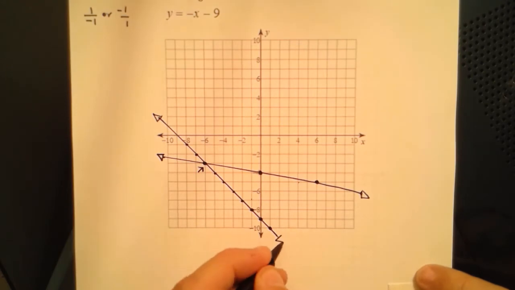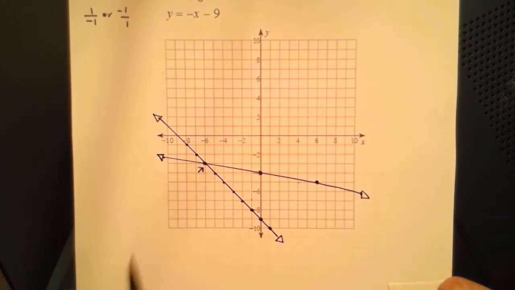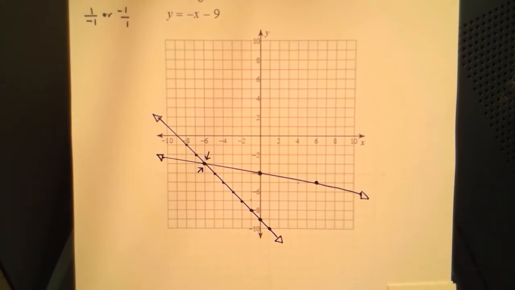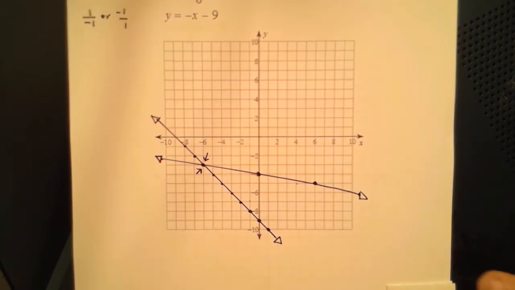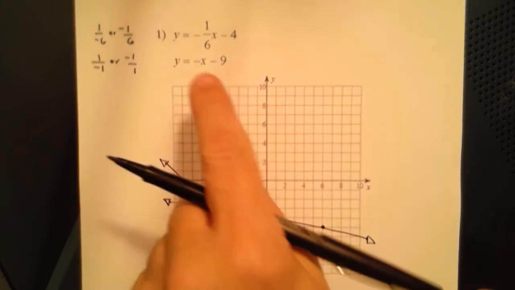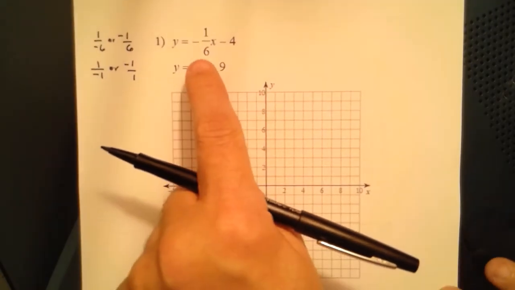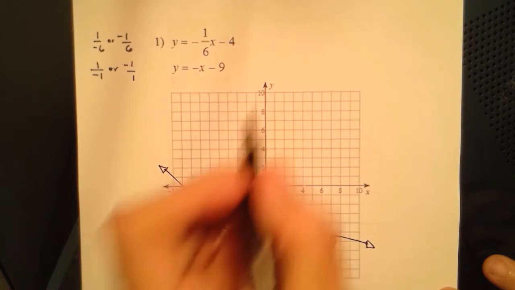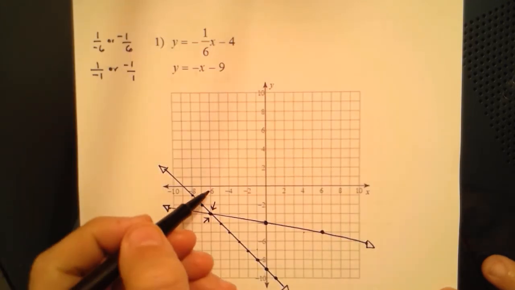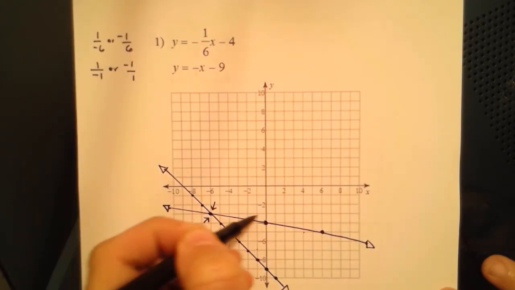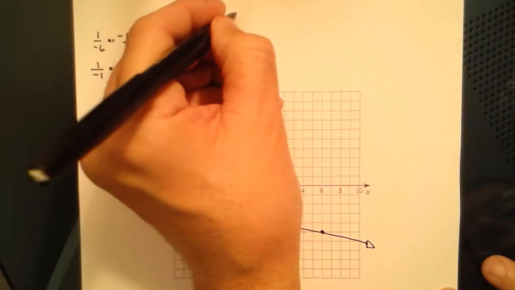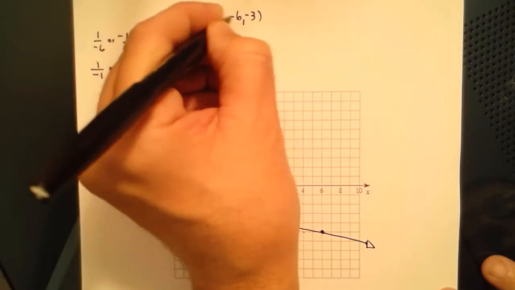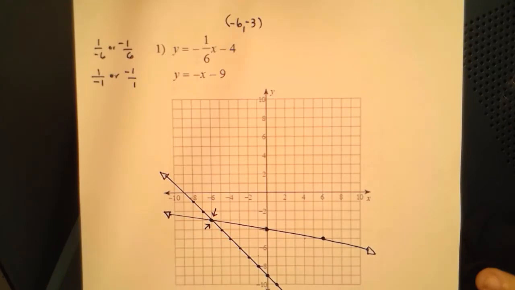When the two graphs cross, that point right there is the solution. It will be used to determine if both sides of the equations are the same when I plug in that x and y value. That x and y value happens to be negative 6 comma negative 3. So we're going to plug in negative 6 comma negative 3 into our equations. Let's take a look at that.